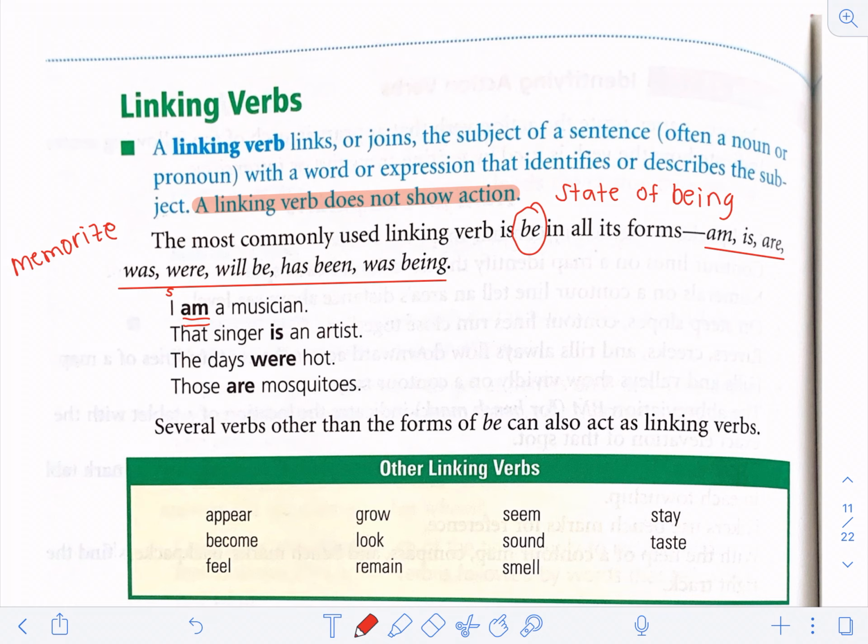That singer is an artist. Singer is my subject. The state of being is being an artist. Those days were hot. It's not eternal, but for the whole summer, that state of being could be the warm weather. And those are mosquitoes. Okay.